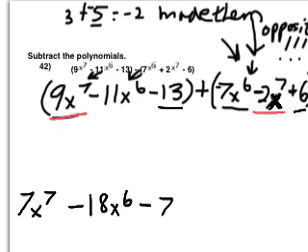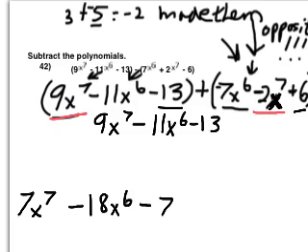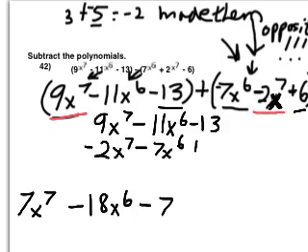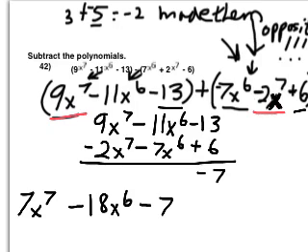Okay, so let's do that. We'll put them in order. So 9x to the 7th, in descending order by the way, minus 11, or plus a negative 11x to the 6th, plus a negative 13, adding to that a negative 2x to the 7th. So you have to be careful to put the right ones under the right ones. Negative 7x to the 6th, positive 6. Okay, so when we add them together, this is a negative 7. This one's a negative 18x to the 6th. And this one is positive 7x to the 7th.